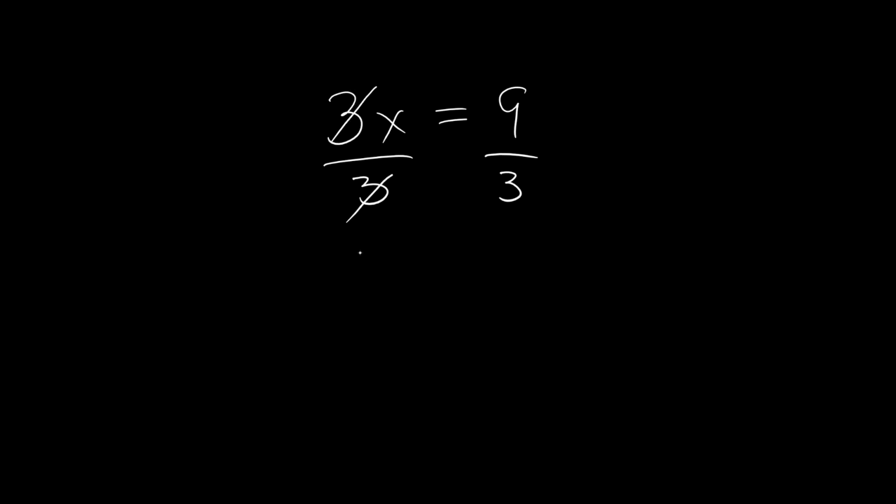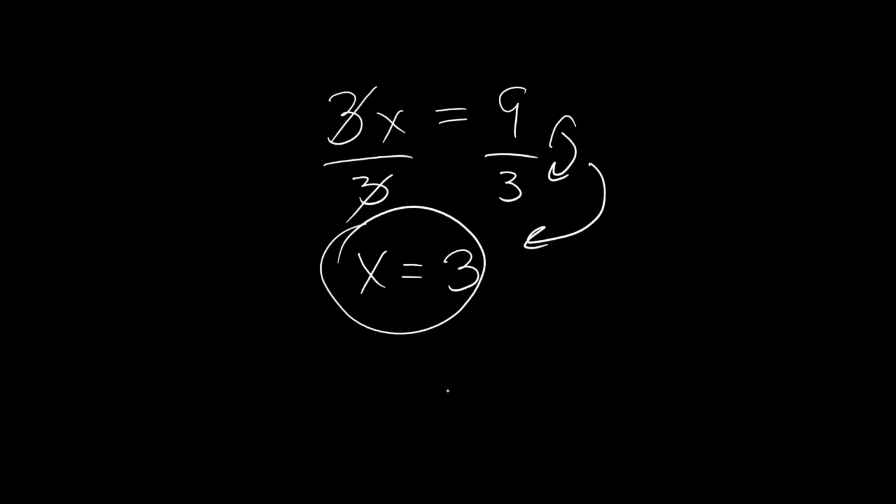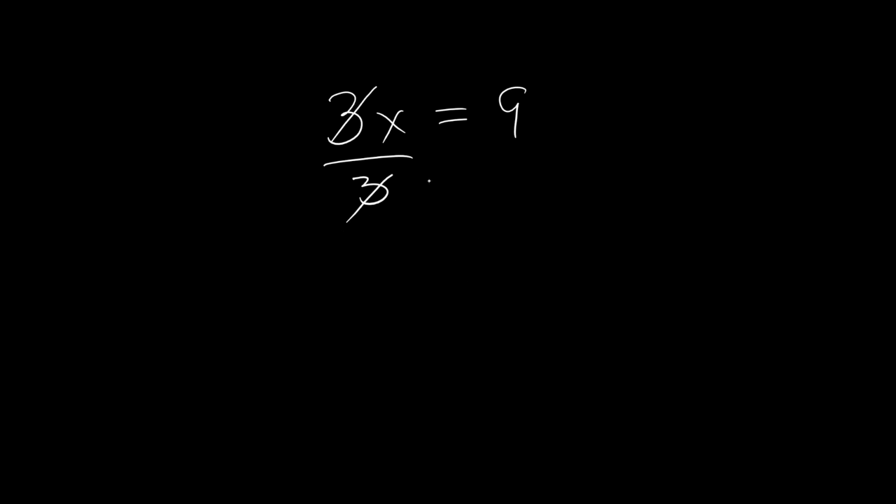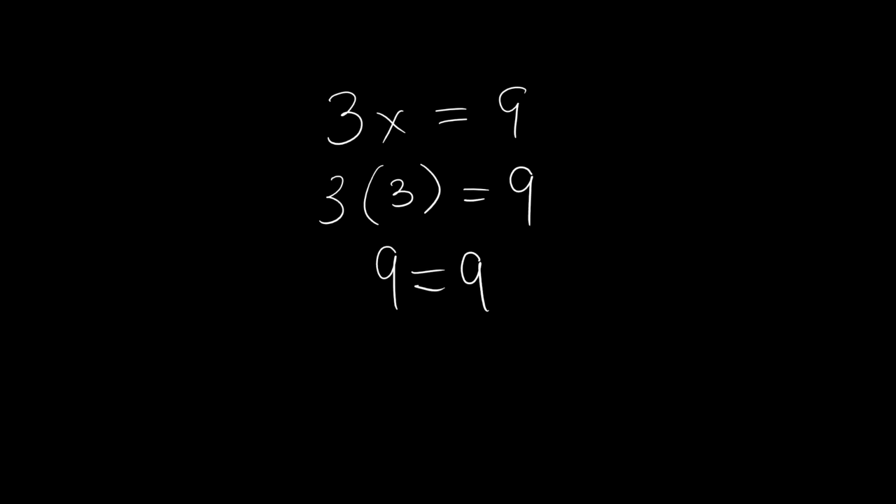So these 3's cancel out, and you get x is equal to 3, because 9 divided by 3 is 3. Now let's plug it in, just to make sure that x equals 3 is the correct answer. So back to our original question. 3 times, and whenever we see x, we can replace it with a 3, equals 9. 3 times 3 does, in fact, equal 9.